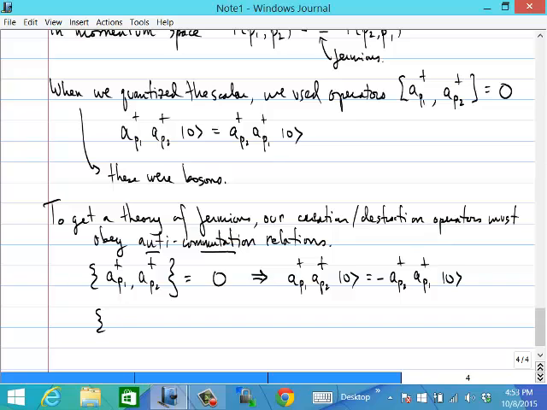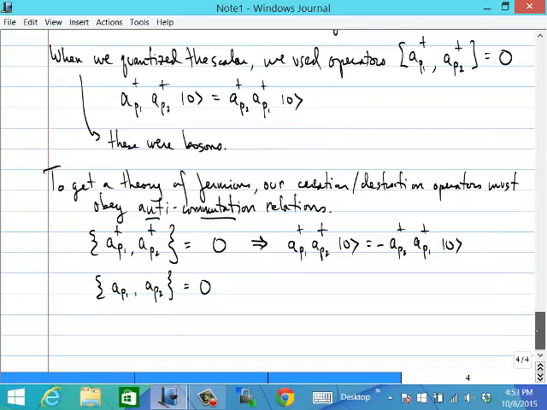Similarly, the lowering operators must anti-commute with one another, and the canonical commutation relation that a_p commuted with a_p dagger is equal to 1 becomes the anti-commutation relation between a_p and a_p dagger.